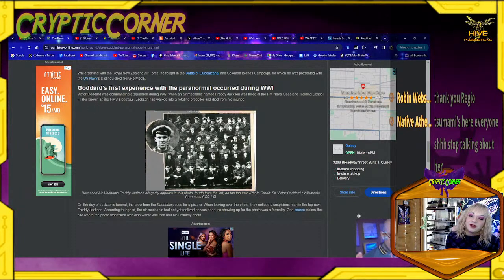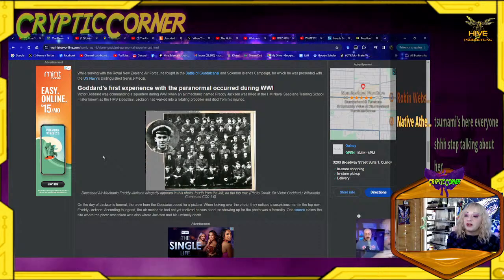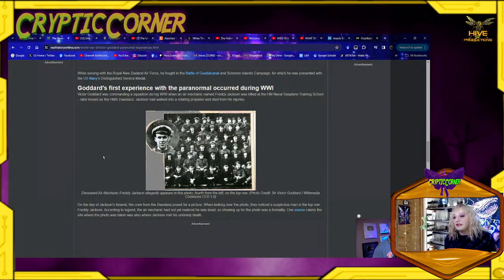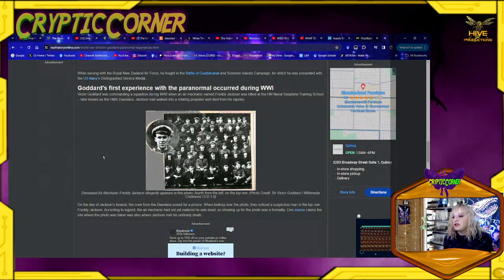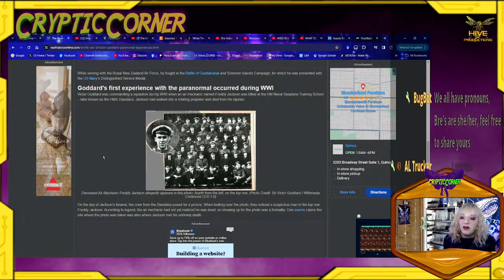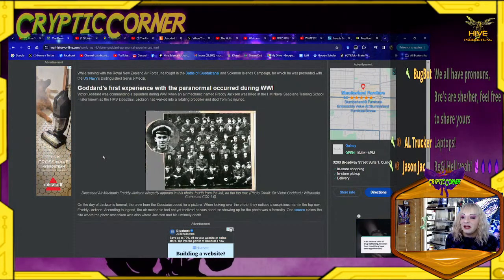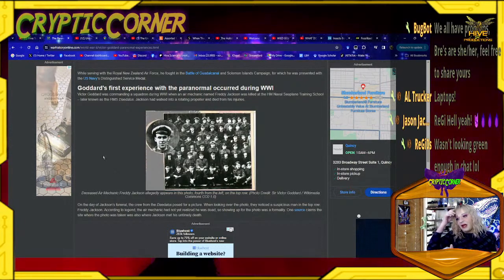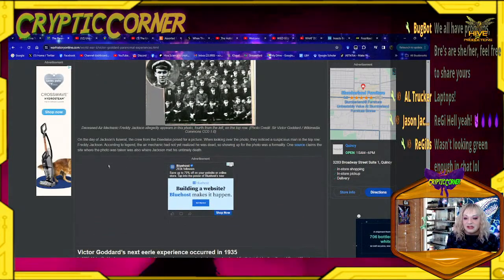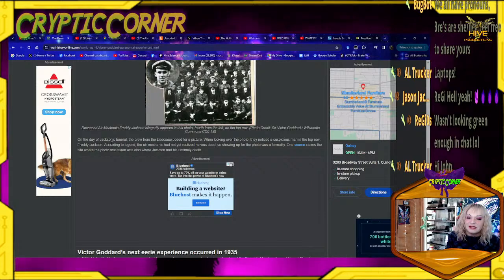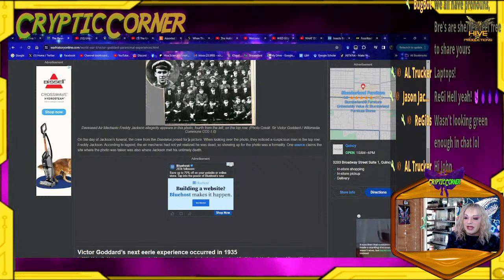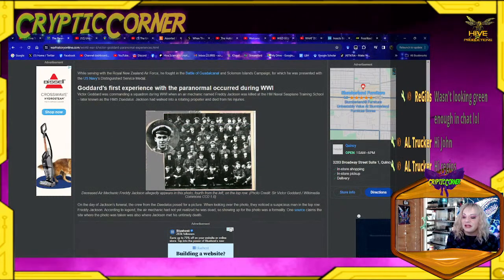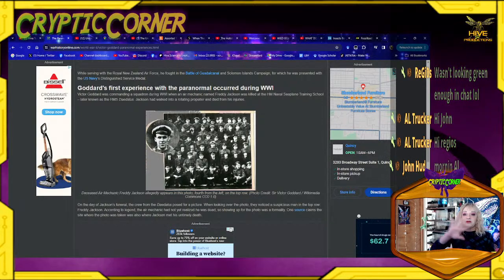Victor Goddard was commanding a squadron during World War I when an air mechanic named Freddie Jackson was killed at the HM Naval Seaplane Training School, later known as the HMS Daedalus. Jackson had walked into a rotating propeller and died from his injuries. On the day of Jackson's funeral, the crew of the Daedalus posed for the picture.